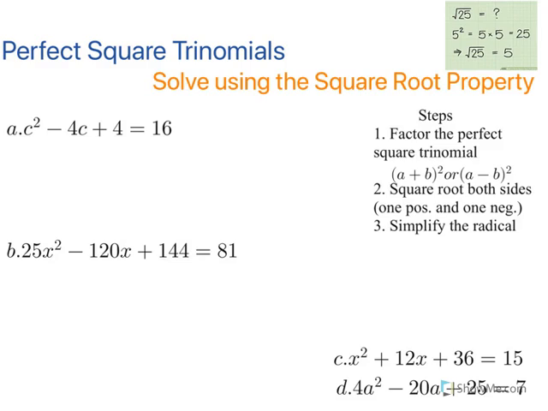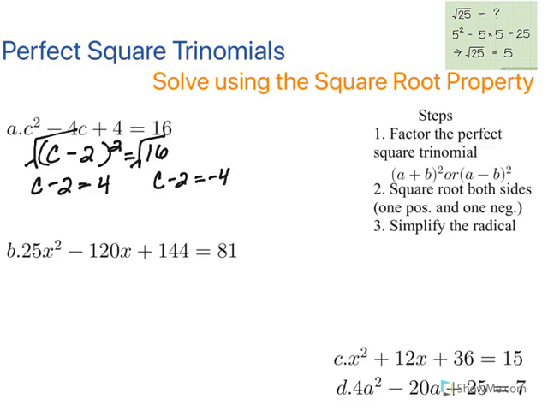Here we have c squared minus 4c plus 4 is equal to 16. First, we need to factor the perfect square trinomial. C squared minus 4c plus 4 factors to c minus 2 squared is equal to 16. Now we can take the square root of both sides. When I do that, I get c minus 2 is equal to 4, and I get c minus 2 is equal to negative 4. Remember, there's two roots to 16.